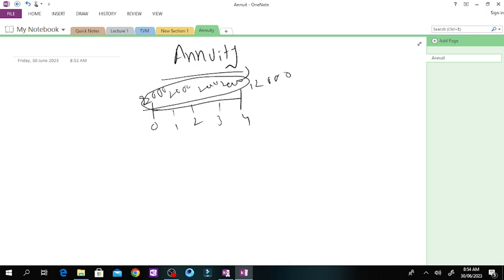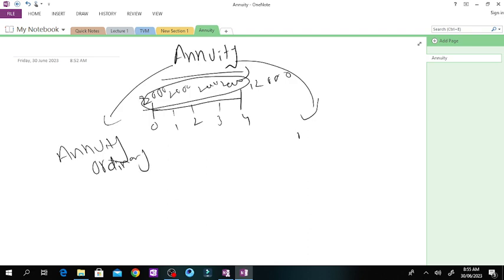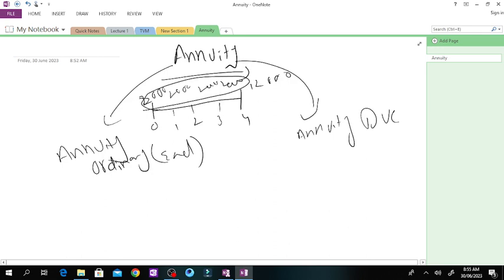If we have this case, that means we are at annuity. We have an annuity case. We divide it into two parts. The first is annuity ordinary, and the other one is annuity due. Now what is annuity ordinary? Whenever we talk about the end of the time period, that means this is the annuity ordinary case, and if we have the starting case, that means we are at annuity due case.